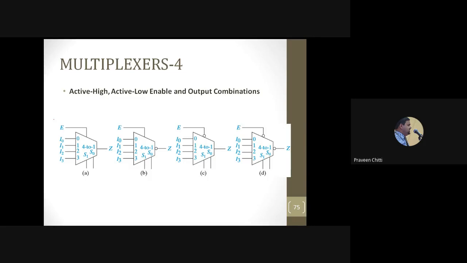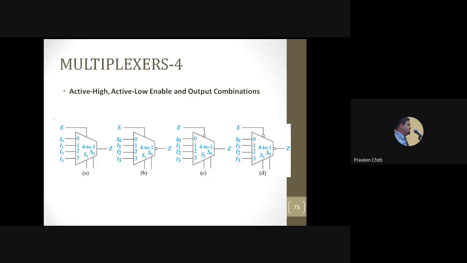Or before that, active high enable means what? That means you have not understood active high enable also. Active high enable means whenever enable is 1, that time the circuit is active. Is that clear? And active low enable means what? When E is 0, that time the circuit is active.